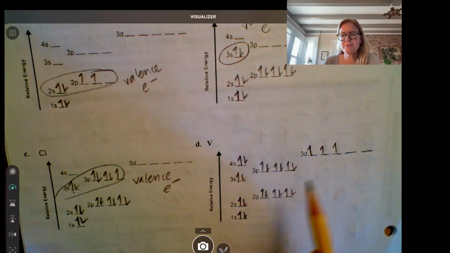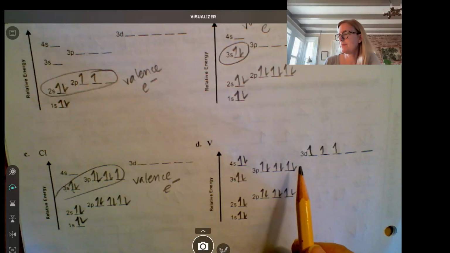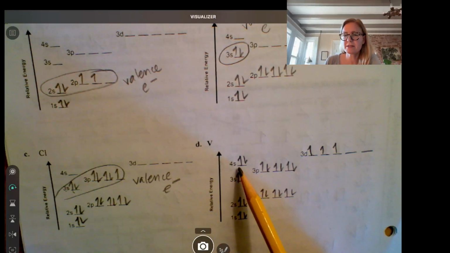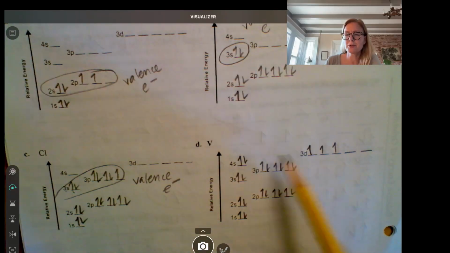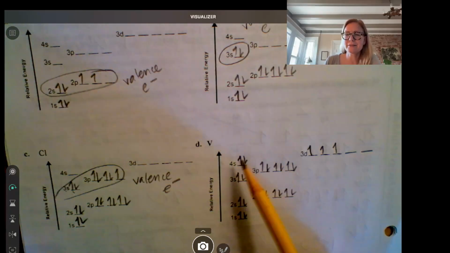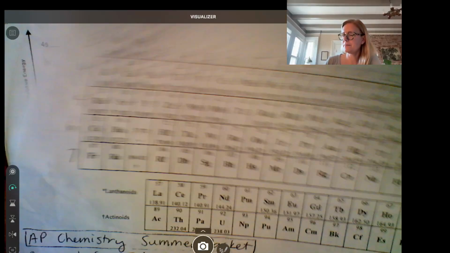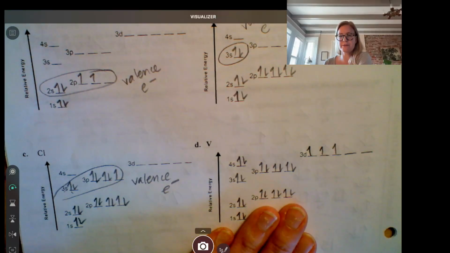With this one, the valence electrons are a little bit more confusing. It technically has 2 valence electrons, but because these are so close, sometimes these slide around and they all act like valence electrons. So I'm not going to have you circle valence electrons for this one.